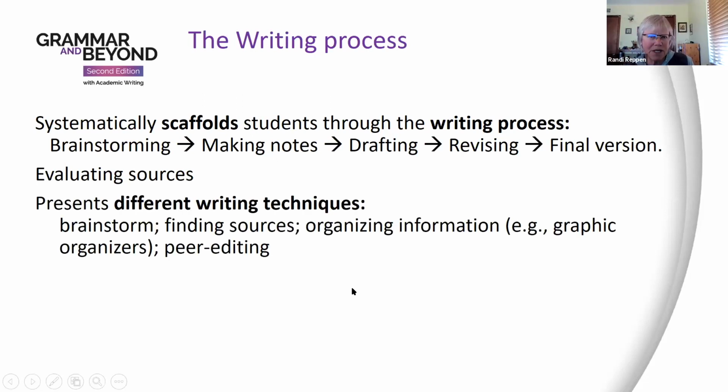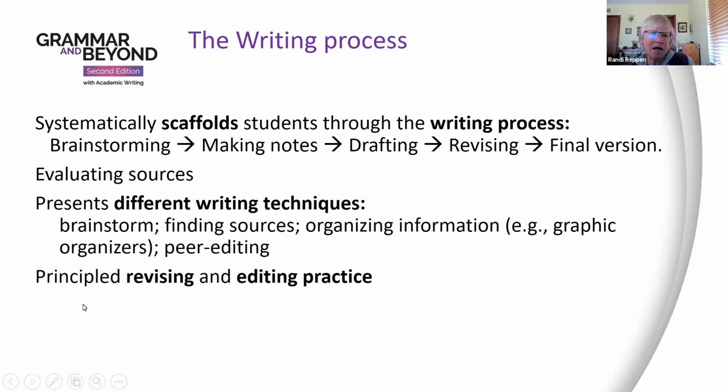And we also present different writing techniques. We have different ways of brainstorming, finding sources, organizing information. We use a lot of graphic organizers, and I'll be showing you some of this. And we also teach peer editing and self-editing. And we really try to structure so that we're scaffolding and building autonomy. And I think you'll see this in the next couple slides as I show how you can walk through this process in Grammar and Beyond.